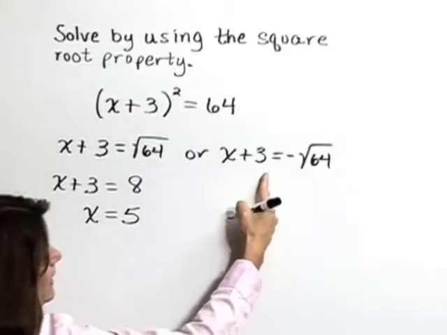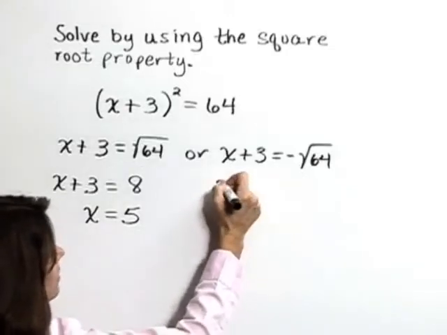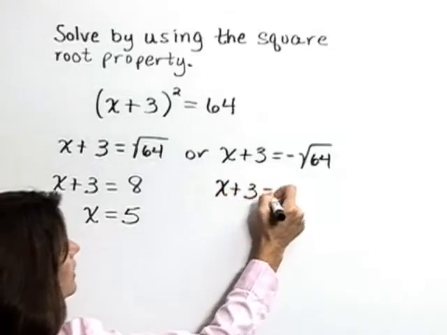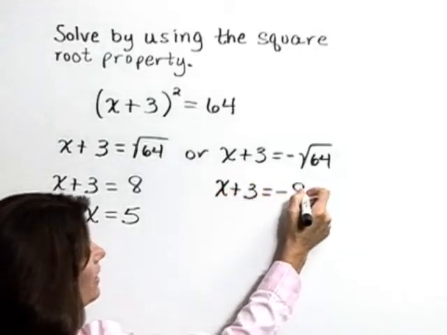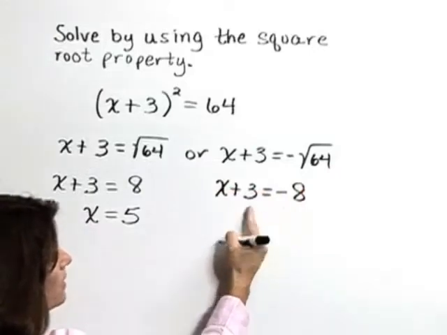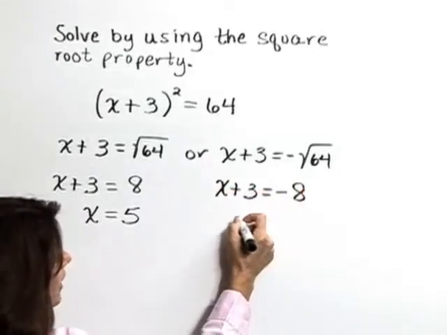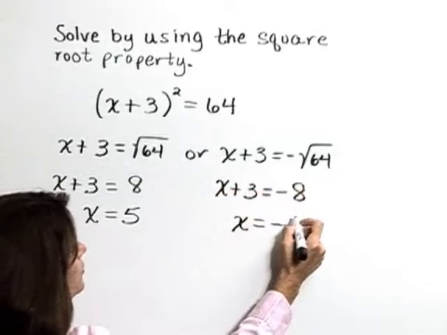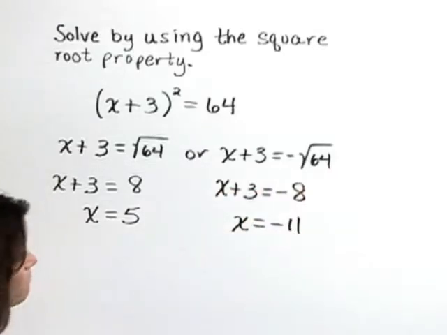In our other equation, we have x plus 3 is equal to a negative 8. The square root of 64 is 8 with our negative sign out in front. Subtracting 3 from both sides gives x is equal to a negative 11.